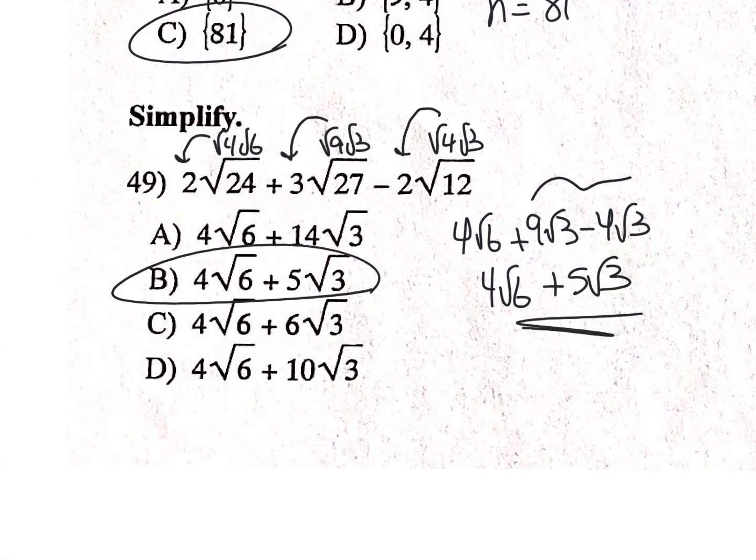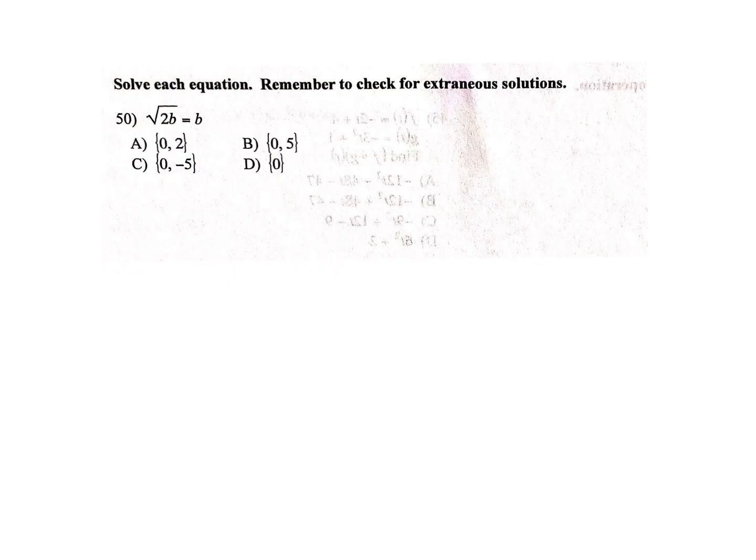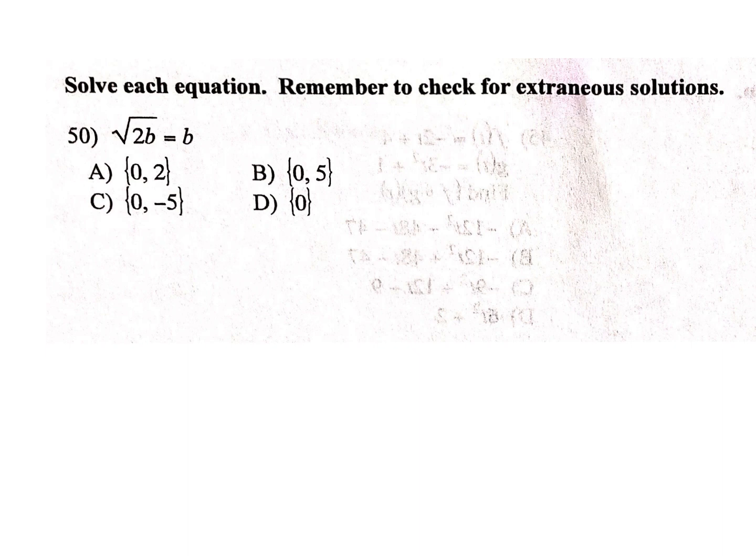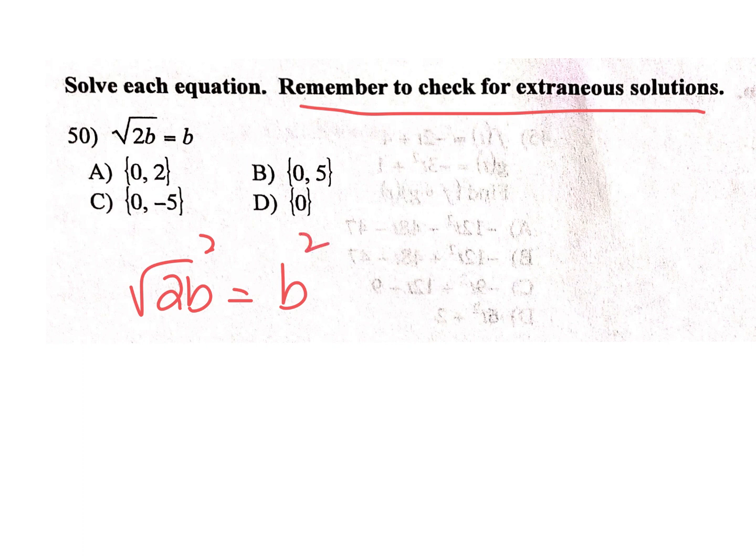One more, number 50. Let's go to the next page. Yep, last one. Good idea to read these directions, just in case tomorrow something happens. It says, remember to check for extraneous solutions. The times you have to do that, remember, is when you have a fraction or when you have a radical. That's when you have to check, so make sure you do that. So on this one, I have square root of 2b equals b. You need to get rid of the radical, so square both sides. The radical goes away, and over here I get b squared.